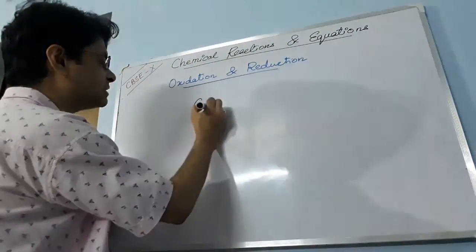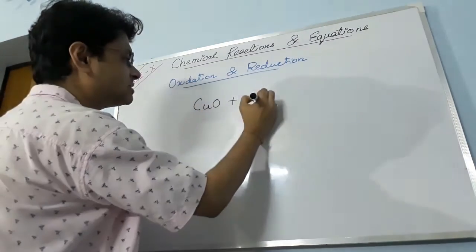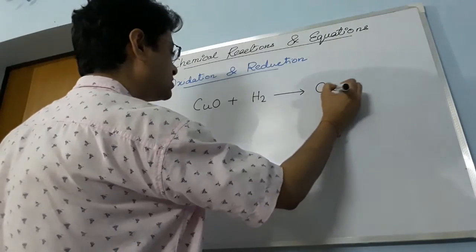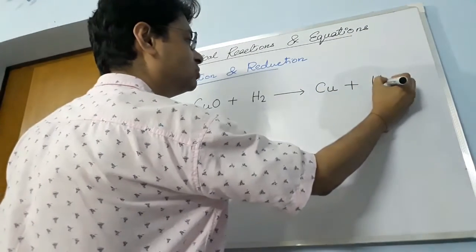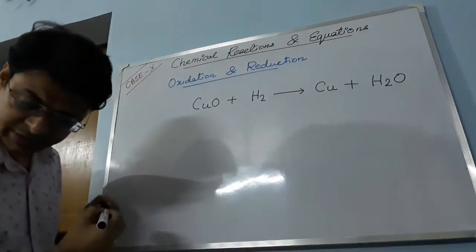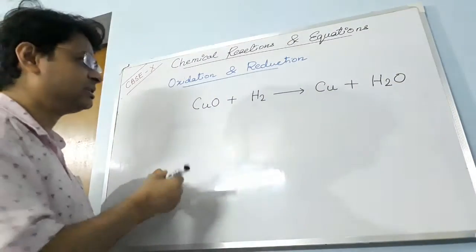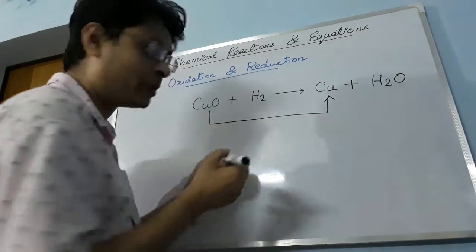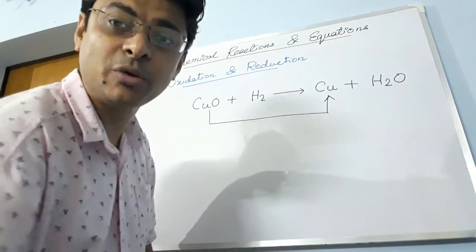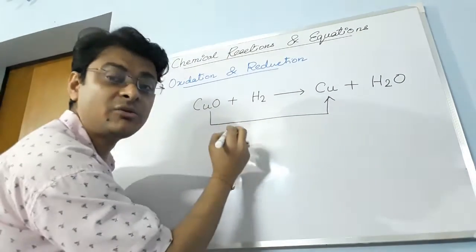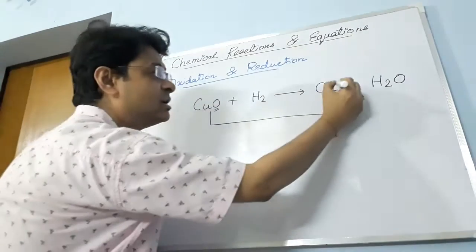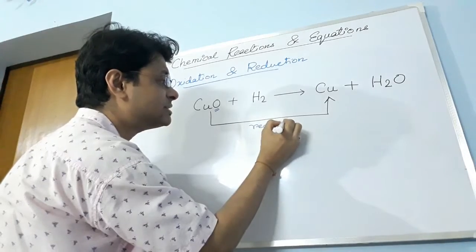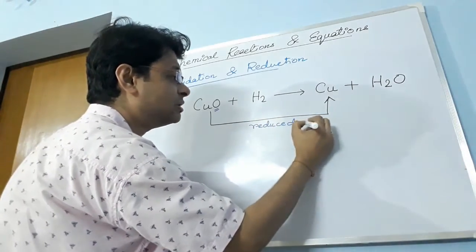I give you one example. Suppose CuO plus hydrogen gas: when hydrogen gas is passed over heated copper oxide, it forms Cu plus H2O. In this reaction, here what happens? Copper oxide is reduced to metallic copper. Why? Because of removal of oxygen. See, here there was oxygen, but here there is no oxygen. So it is reduced.